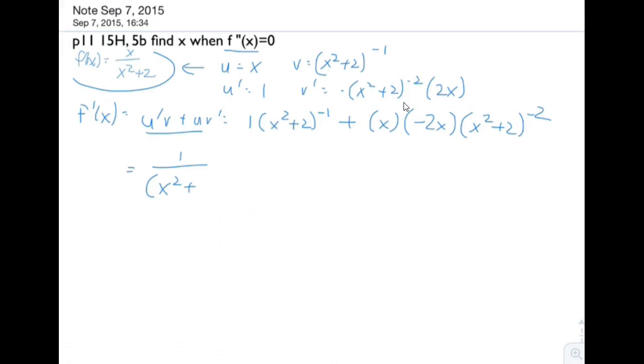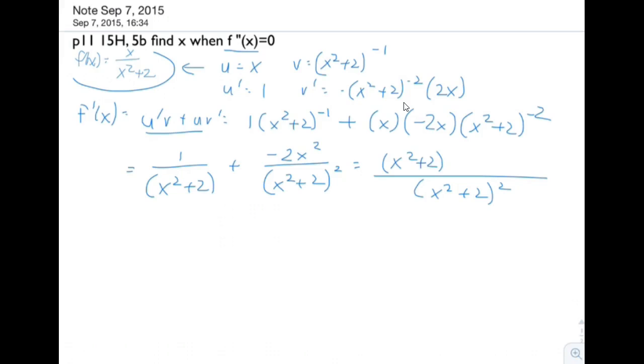Now I'm going to write everything out with denominators. x squared plus 2 plus, let's see, that'll be negative 2x squared over x squared plus 2 squared. I'm going to put everything over a common denominator, x squared plus 2 squared. x squared plus 2 minus 2x squared. Now I'm going to simplify a little bit. Look, I got x squared and I got an x squared. I'm going to combine those. I'll have a negative x squared and I'll have a positive 2. And then on the bottom I'll have x squared plus 2 squared. Okay, so that's my first derivative.